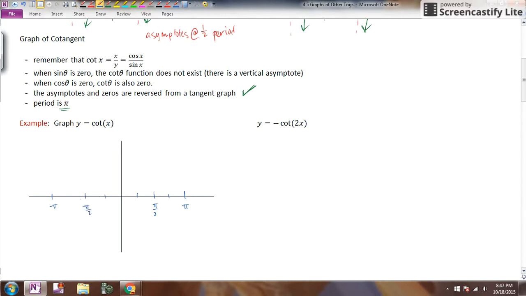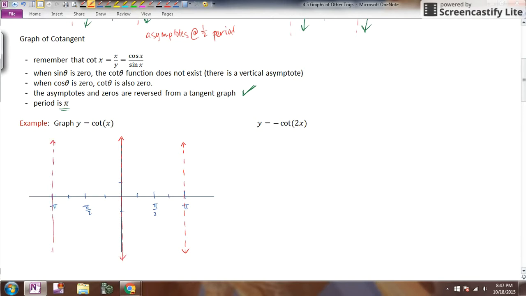There they are. And the same thing with that asymptote thing. But here's the weird part. On tangent, remember we put the asymptotes at the half? Well, these guys, the asymptote is actually at the period. Whatever your period is, that's where your asymptotes go. So it's at the start of the graph and it's at wherever the period is.